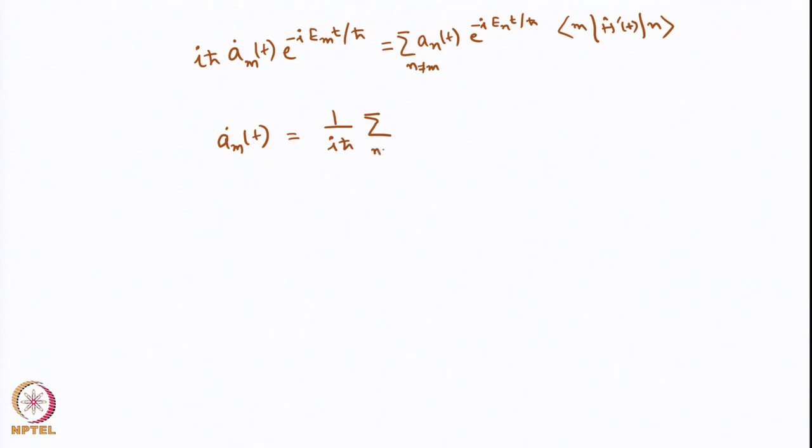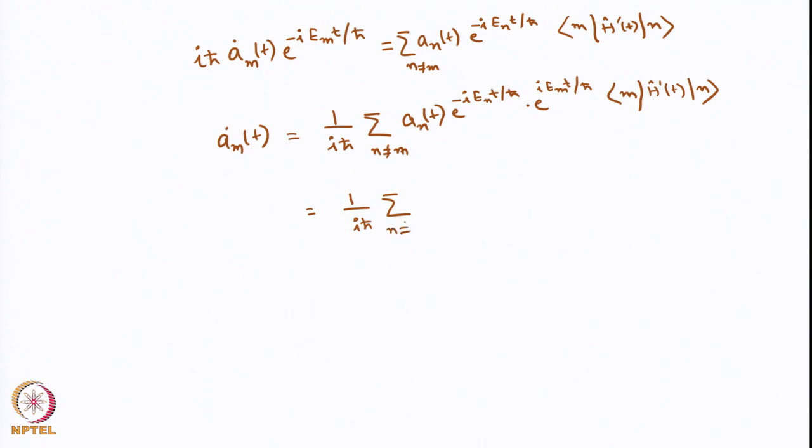sigma over n not equal to m, a n of t, e to the power of minus i e n t by h bar, into e to the power of i e m t by h bar, <m|H'(t)|n>. So, this is equal to, now if I write this, 1 over i h bar, sum over n not equal to m, a n of t, e to the power of minus i (e n minus e m) t by h bar, <m|H'(t)|n>.